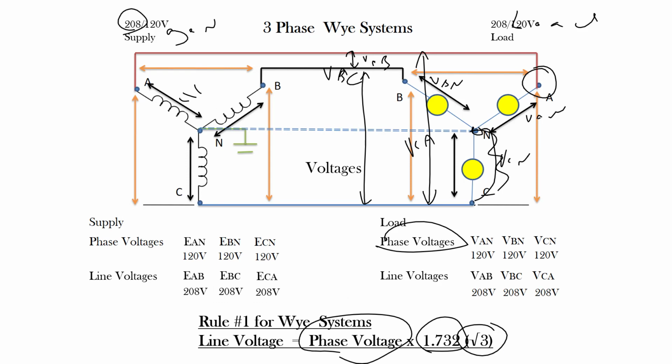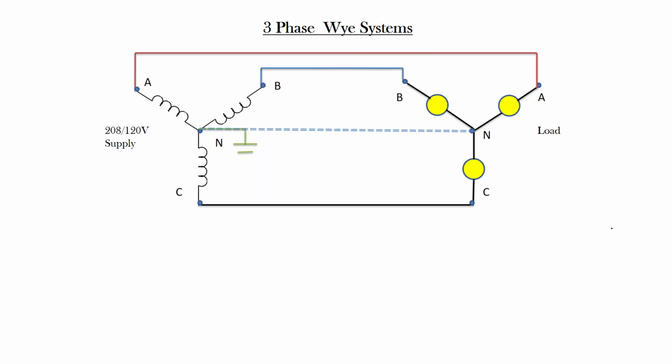So often we'll write it out like this: V line equals V phase times root 3. And so if I knew the line voltage, I could solve for phase voltage. So V phase would be equal to V line divided by root 3. So we could go that interchangeably. Just need to know one of the values, either line voltage or phase voltage, and we can determine what the other one is. Okay, current flow in a Y system.